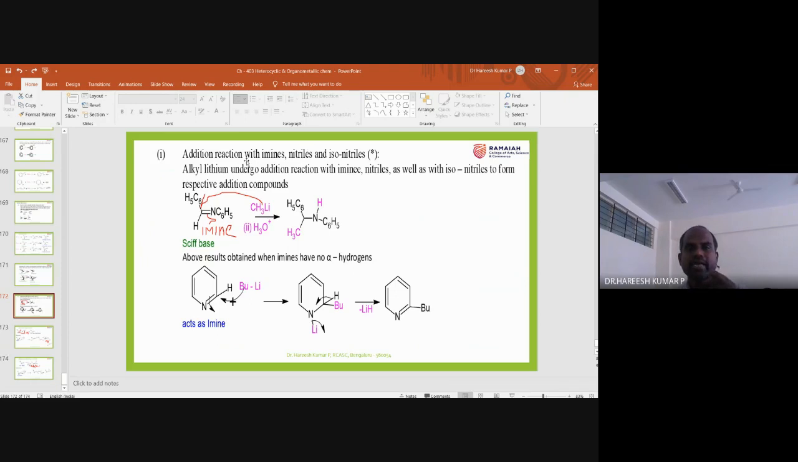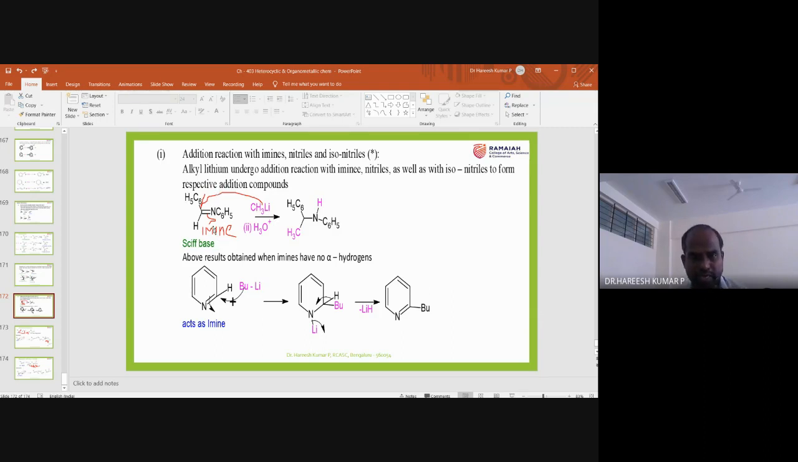Look here. Addition reaction with imines. So what are imines? Compounds containing a C double bond N are called imines. What are nitriles? Nitriles are CN containing compounds. Isonitrile means compounds containing the NC functional group are called isonitrile. This may be a little important because an imine will give you one kind of product, a nitrile will give you another kind of product, and an isonitrile will give you another kind of product.